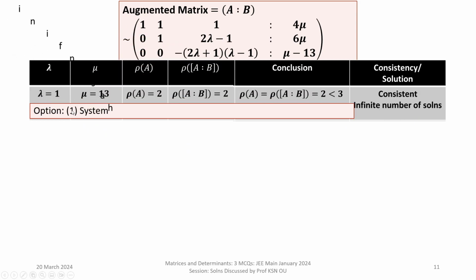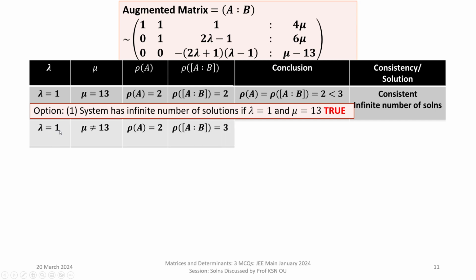So look at option 1: system has infinite number of solutions if lambda is equal to 1 and mu is equal to 13. Yes, it is true. So go to the next case: lambda is equal to 1 and mu not equal to 13. When lambda is equal to 1, this position is 0 and the rank of A is 2. And when mu is not equal to 13, this position is not equal to 0, whereas this position is 0. The rank of the augmented matrix is 3.